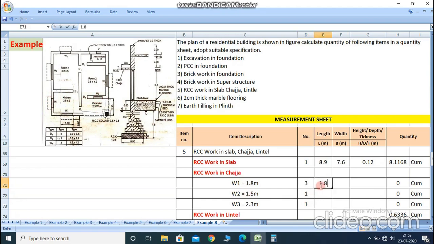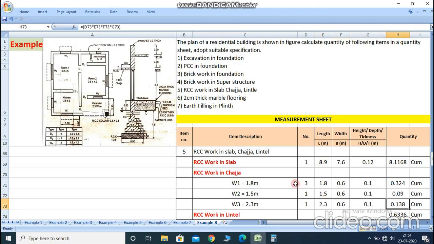Length is 1.8. Width is already given in the section part, so here 0.6 meter is the width. So right here 0.6, and the thickness of the chhaja, 0.10, is already given in the section part. So right here 0.10. Similarly, 1.5 here, 0.6 and 0.1. Same here, 2.3, 0.6 and 0.1.